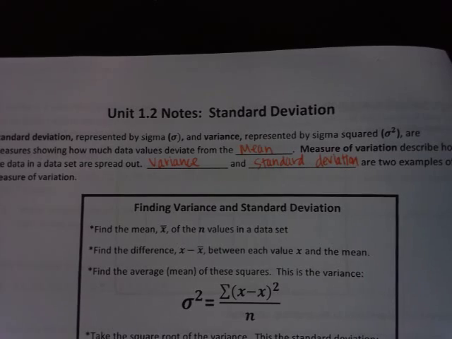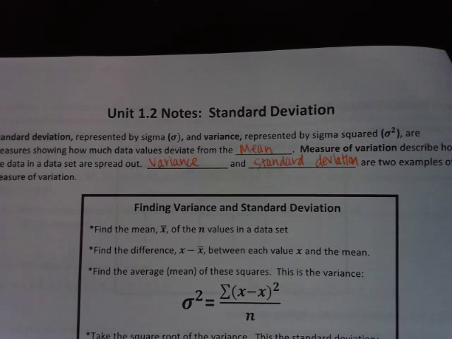So this is what the bell curve would look like. And with standard deviation, this is the middle. And then you can split the data up into certain percentages. 68% of the data is going to be within one standard deviation of the mean. 95% is within 2 standard deviations. And then 99% is within 3.